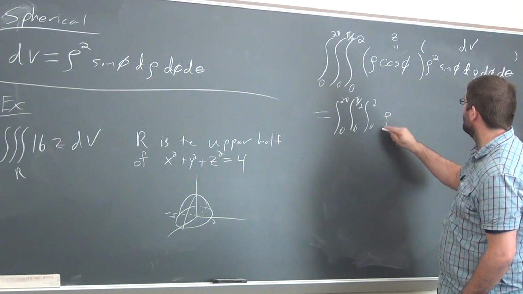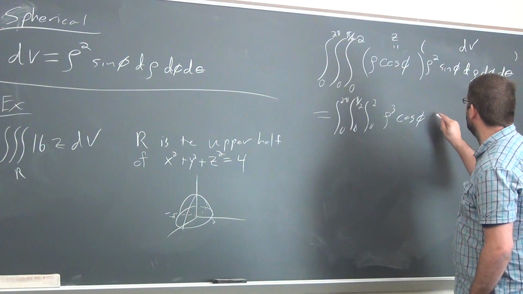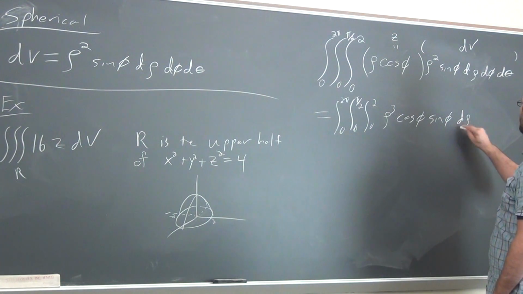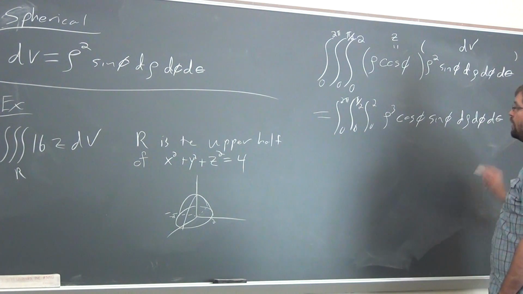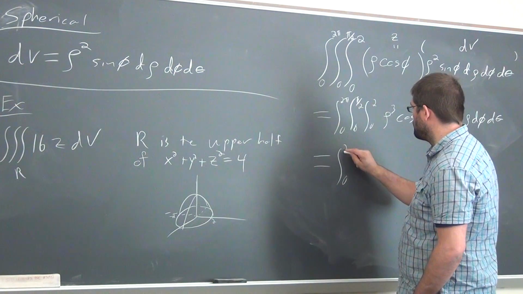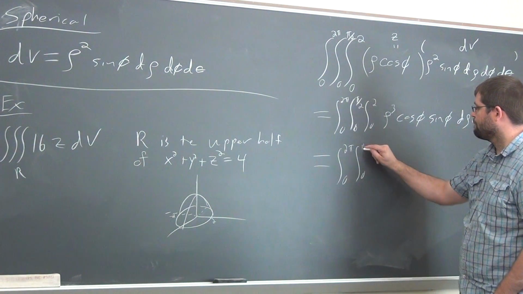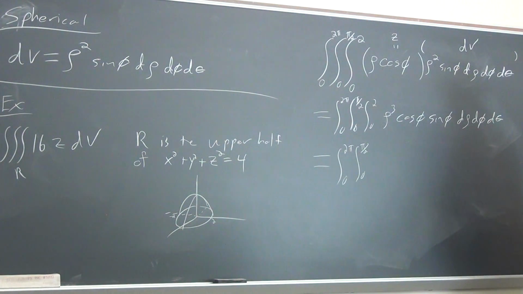Let's write this out. 0 to 2 pi, 0 to pi over 2, 0 to 2, and we end up with rho cubed cosine phi sine of phi d rho d phi d theta. Okay, so when you integrate with respect to rho, you get rho to the 4th over 4, right? You're missing a 16 from the beginning. Oh, did I? Oh, I forgot there was a 16. Thank you.